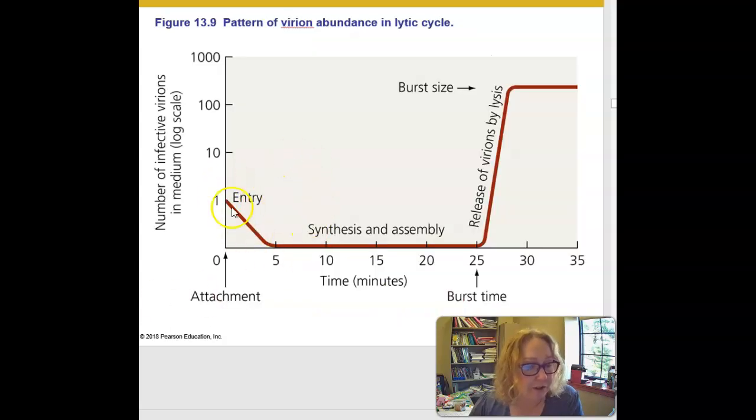There's an entry period, then the synthesis and assembly as they're getting ready to make more, and then a release of virions by lysis. So this is the attachment time, the burst time, right? This is from the time the phage attaches to the cell. It takes about 25 to 30 minutes before it actually bursts and makes more.